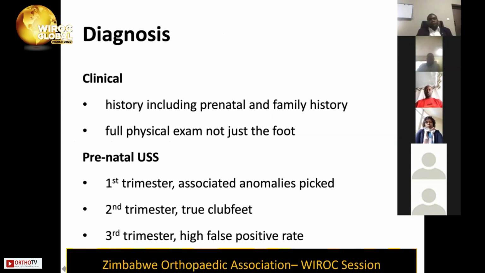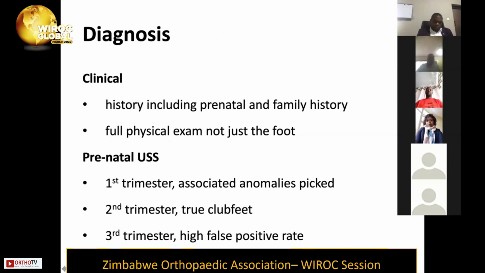In terms of making a diagnosis, it is chiefly a clinical diagnosis. When you encounter a patient with clubfoot, you need to take a thorough history, including prenatal and family history, and then do a thorough physical examination from head to toe, not just concentrating on the foot.